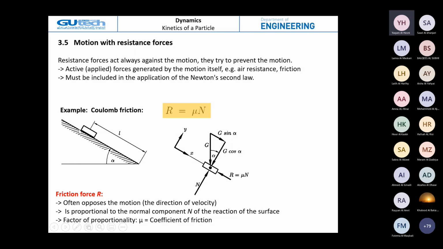Here, in our case, we have, for example, the ground. The factor of proportionality is mu, the coefficient of friction. This coefficient of friction depends on the material, like steel, aluminum, glass, and so on. Each material has its own coefficient of friction.